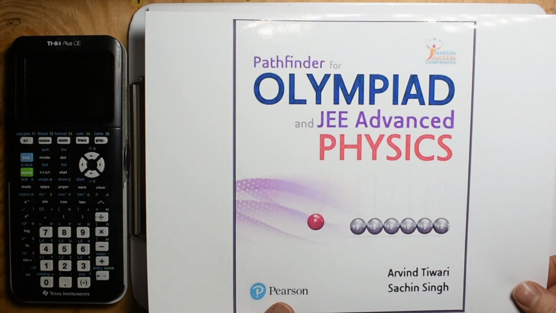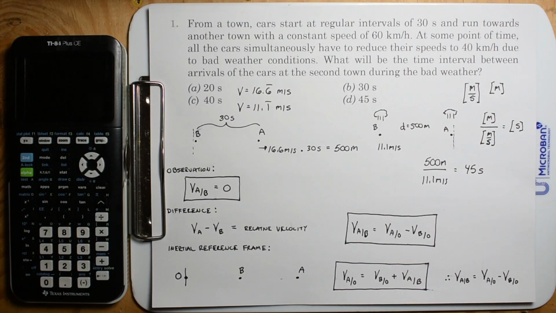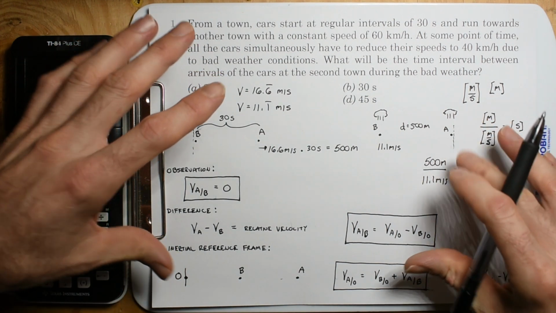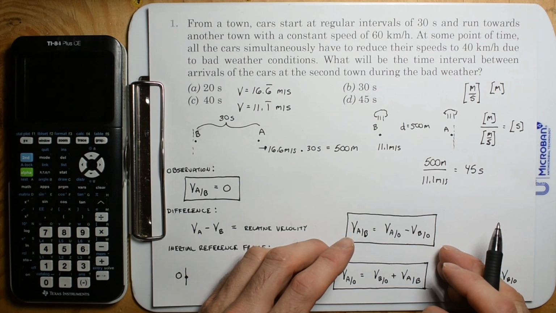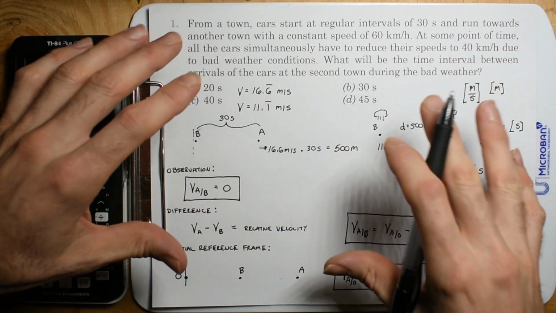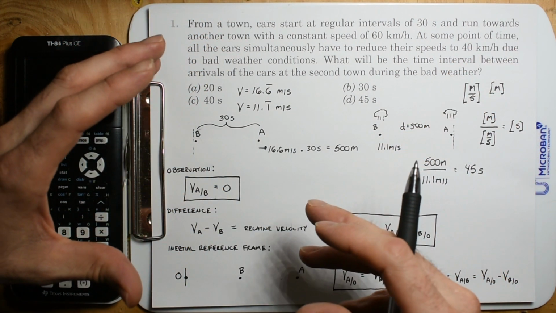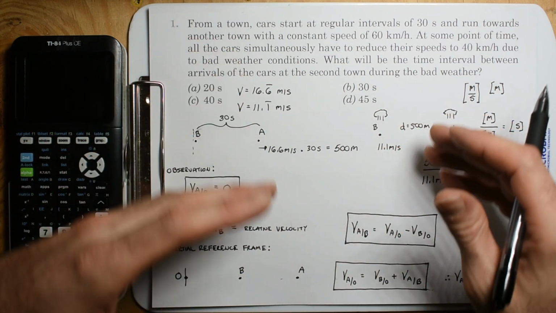Alright, so we have the Pathfinder Olympiad Physics, and this is the first problem. I'm going to go over the fast solution, because this video is very long, and we go over relative velocities.